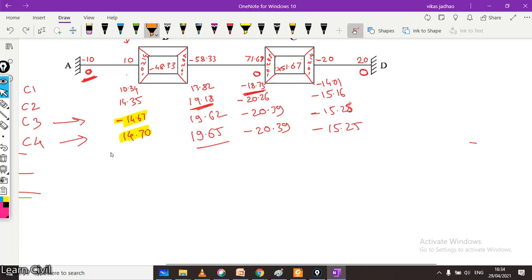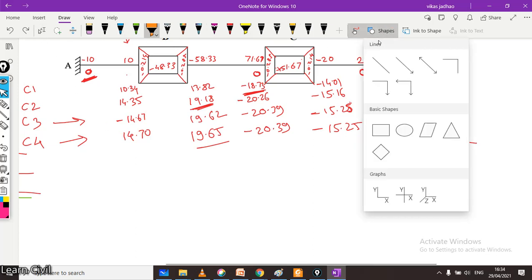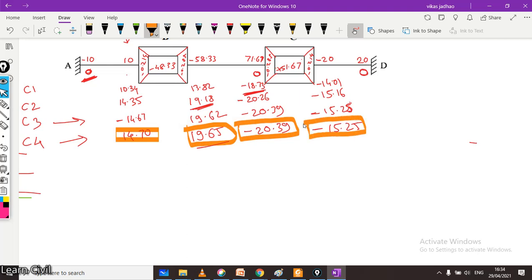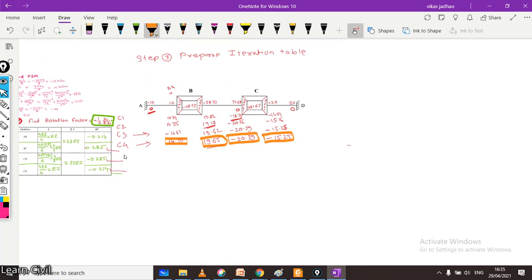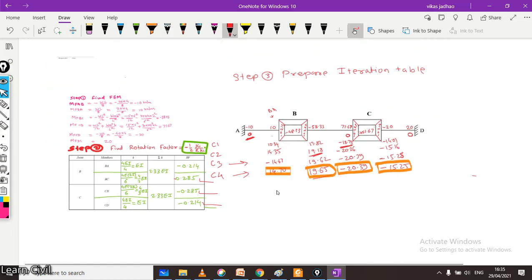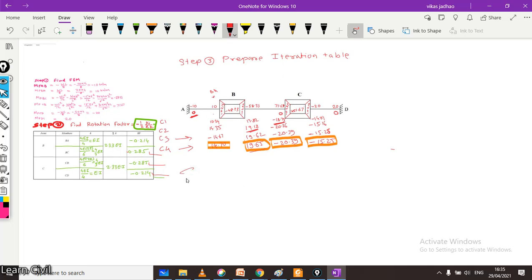When the difference between the concurrent values is negligible, then these will be your rotation contribution. So this is your first rotation contribution, this is your second, third and fourth. This will be the rotation contribution. Next step will be to find out the final end moment values. Next step will be step number 4. Okay, step number 4 is find final end moment values.